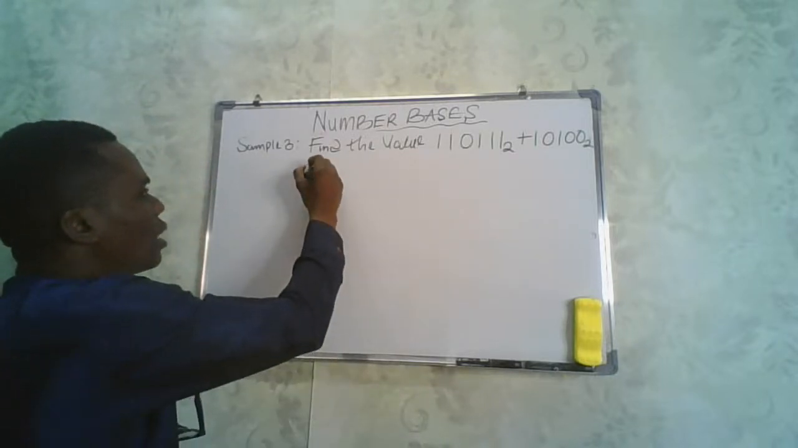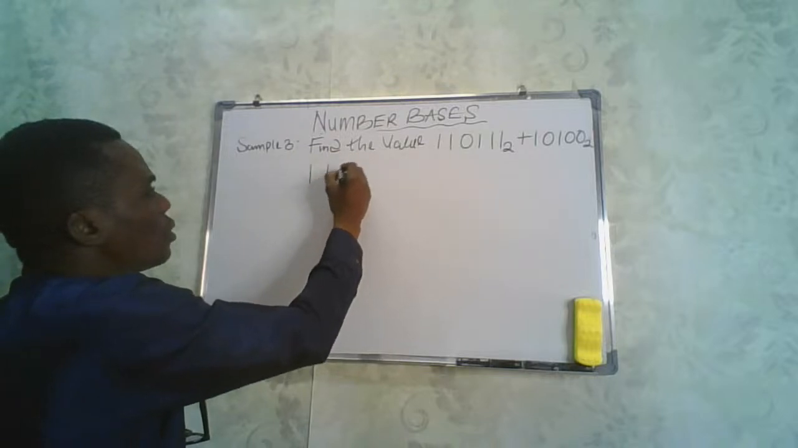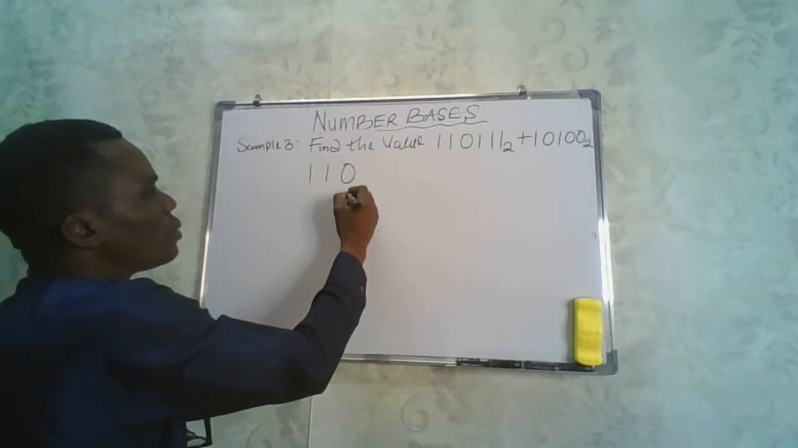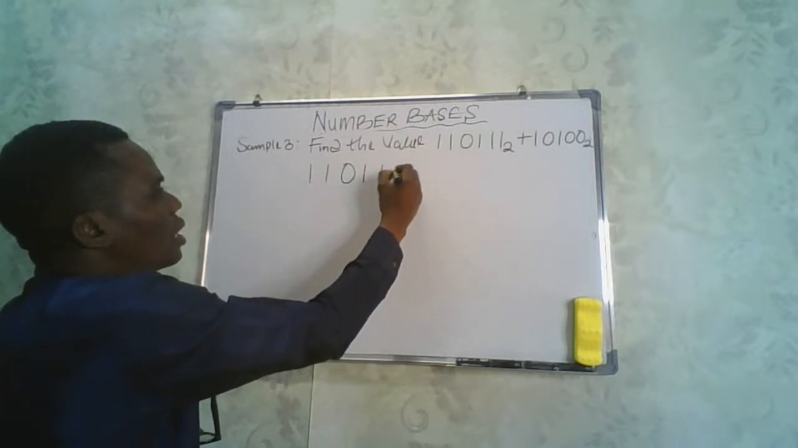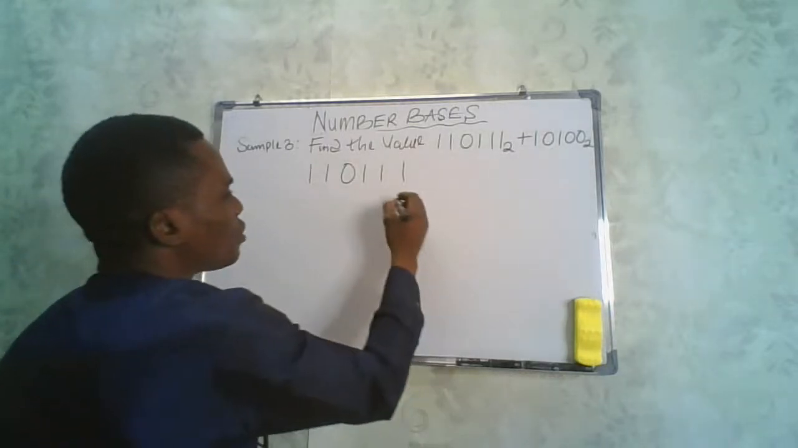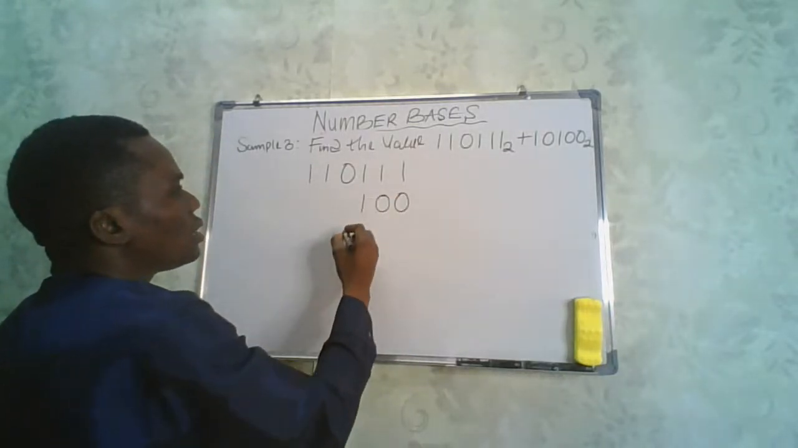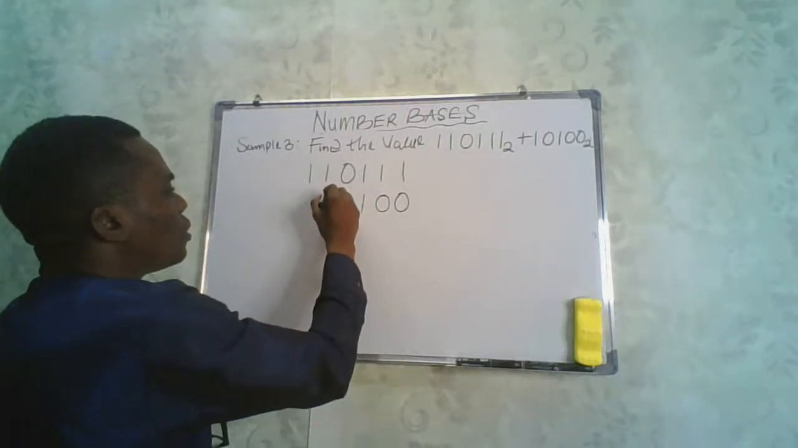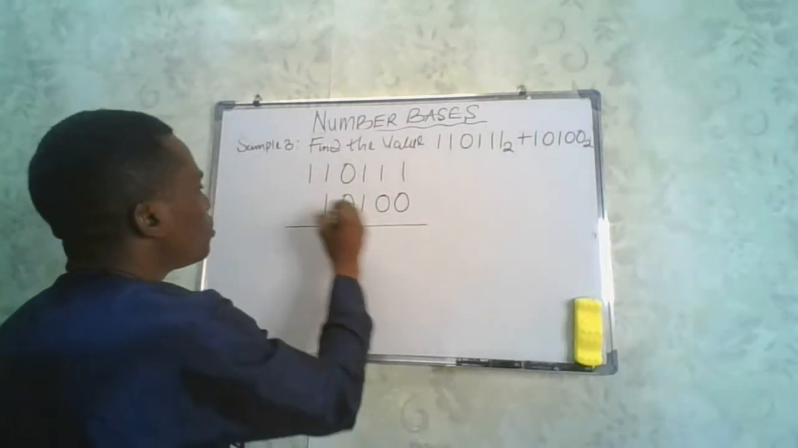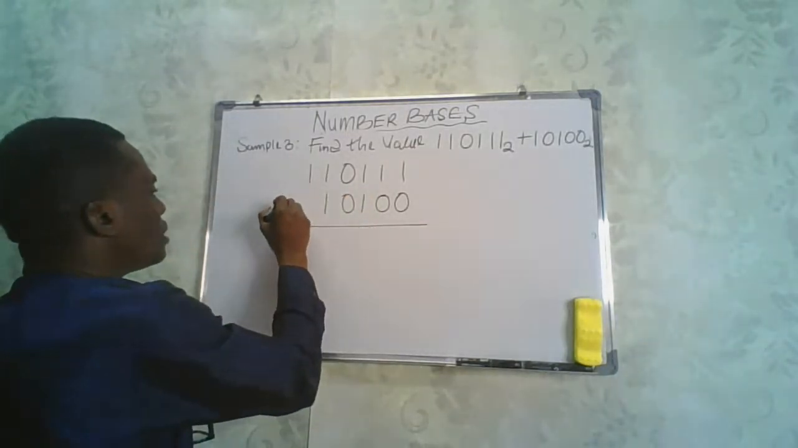Now, let's write this out. We have 1, 1, 0, 1, 1, 1. And this is 0, 0, 1, 0, 1. And we are asked to add.